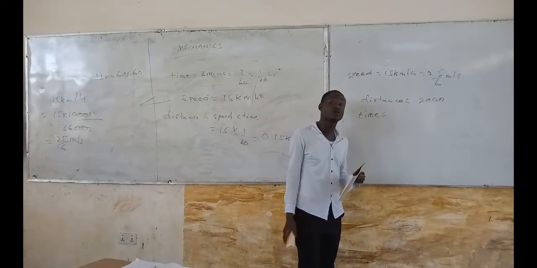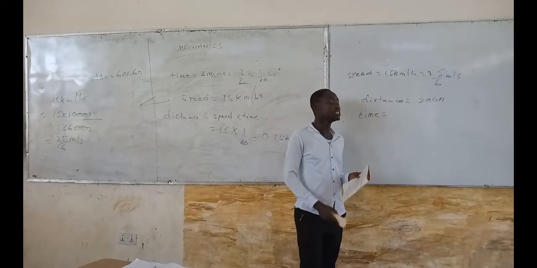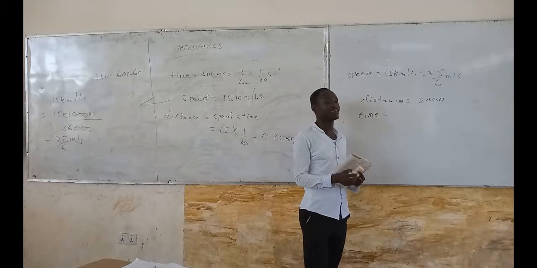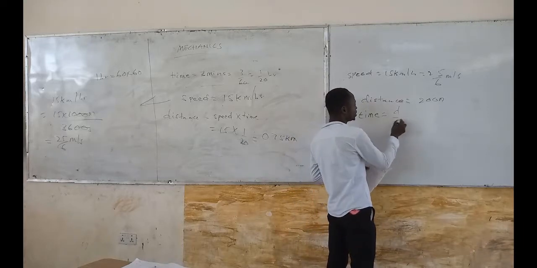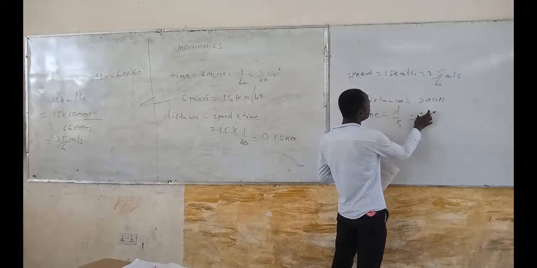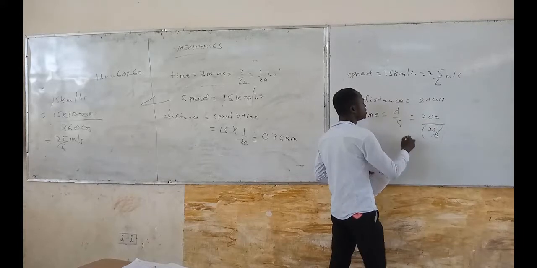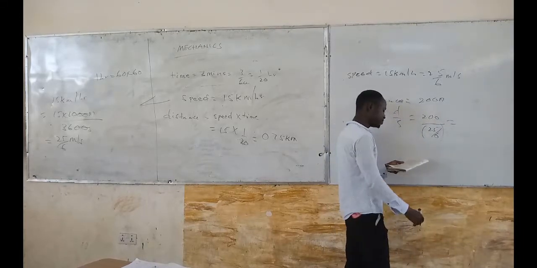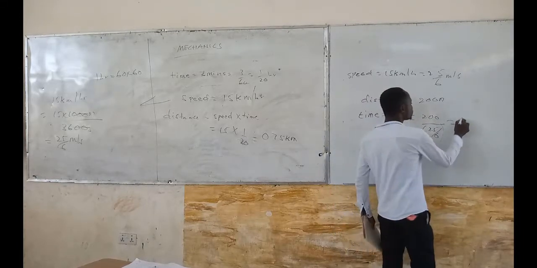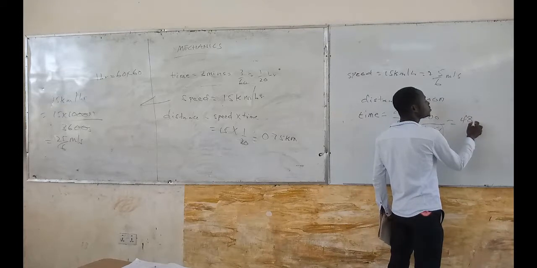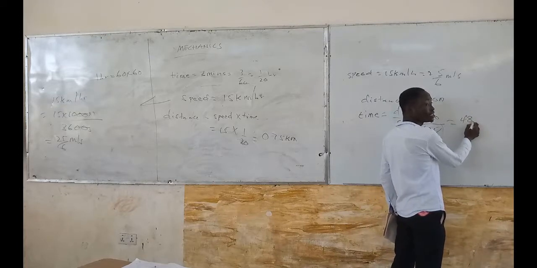So time is distance over speed, which is 200 over 25 over 6. Let me tap it in. So finally, 48. The unit is very, very important.